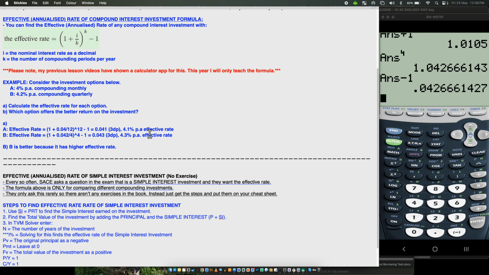So please, you only use that formula when you're finding the effective rate of a compound interest investment. When we do loans, there's another thing called effective rate for loans. There's a completely different method of answering. Use TVM solve. Don't get the two mixed up.